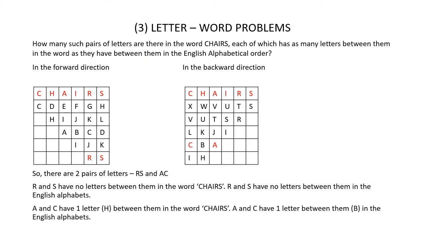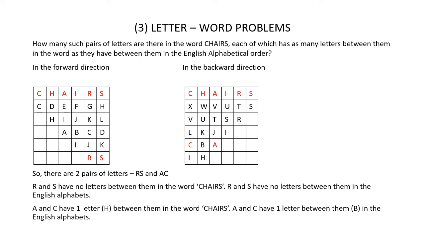Now the shortcut method involves both solving in the forward direction and solving in the backward direction. So first let's solve in the forward direction. For that, first write the letters of the word CHAIRS in the first row. Since we are solving in the forward direction, we'll start first with C, then move on to H, then A, then I, then R, and then S.